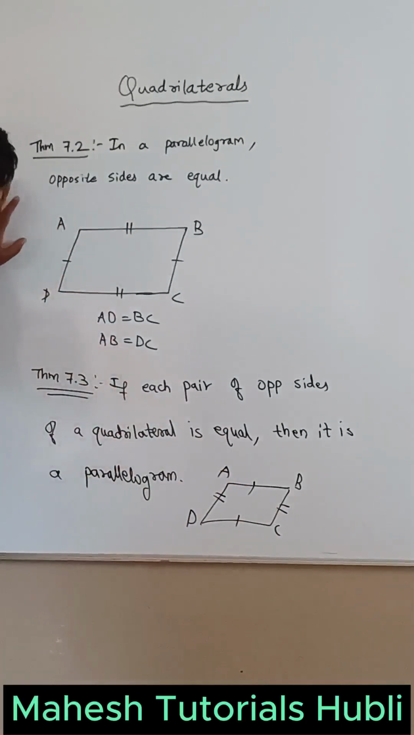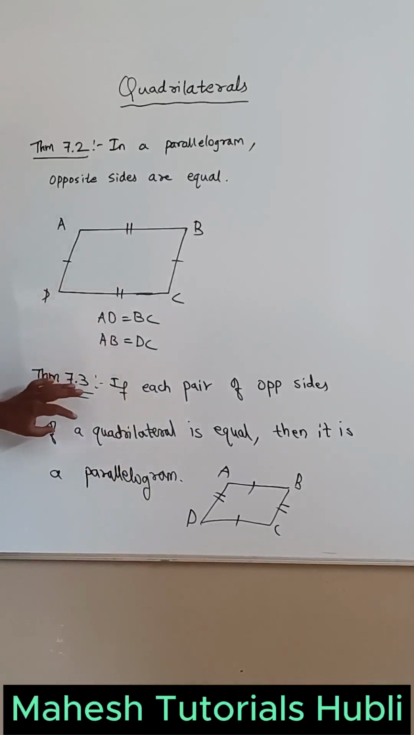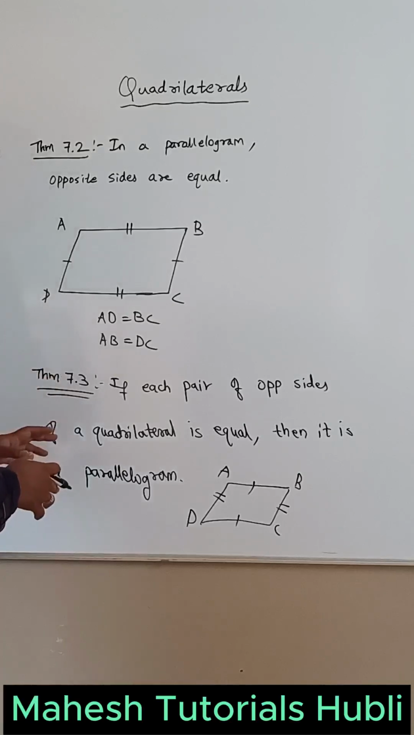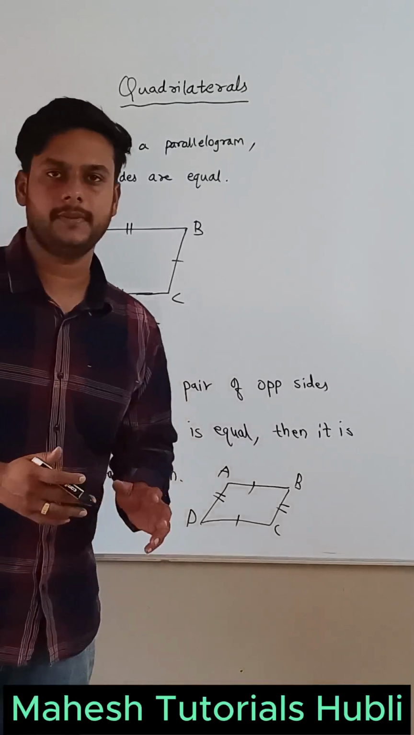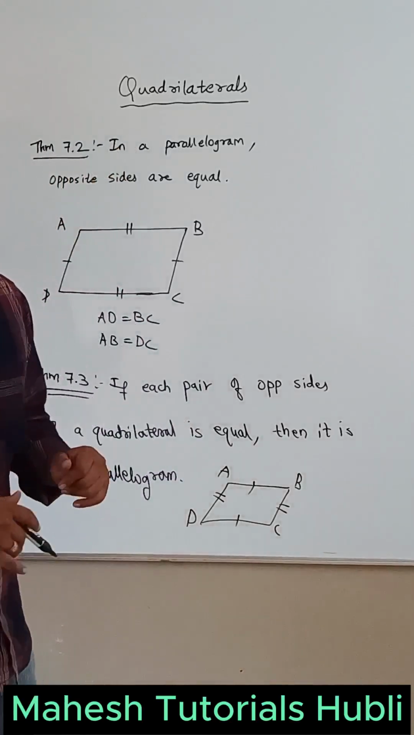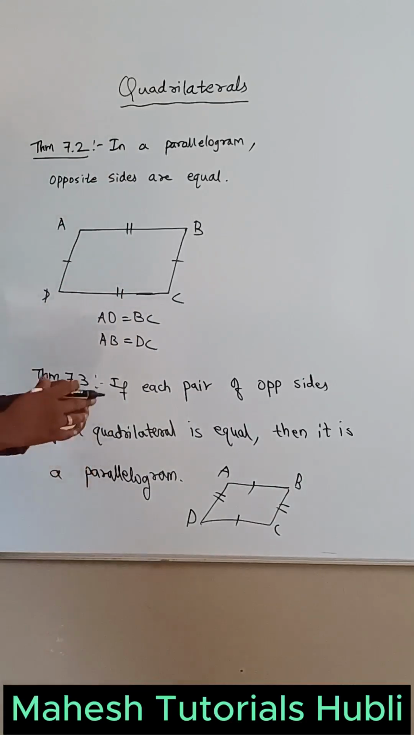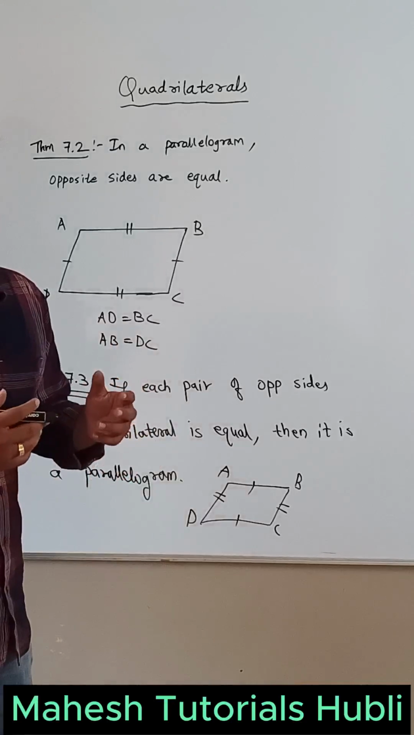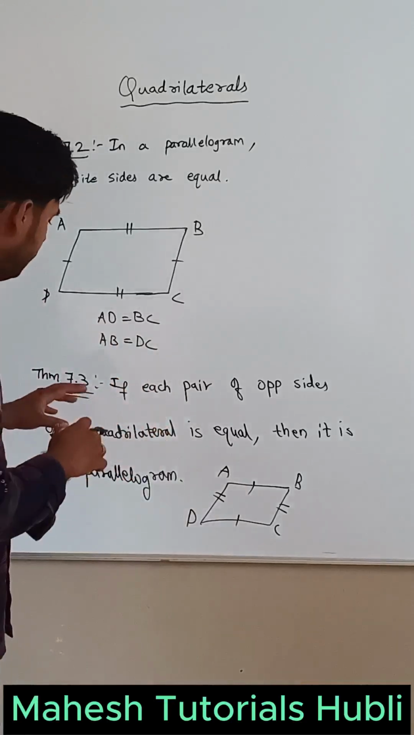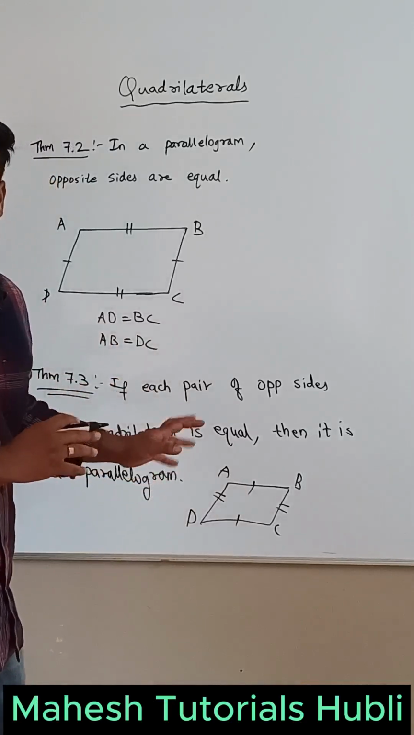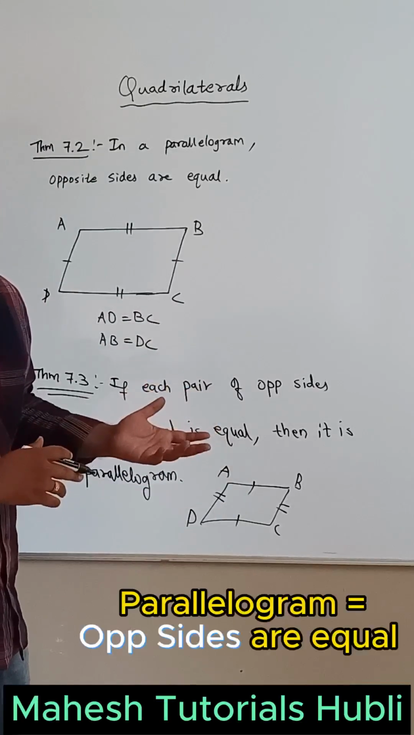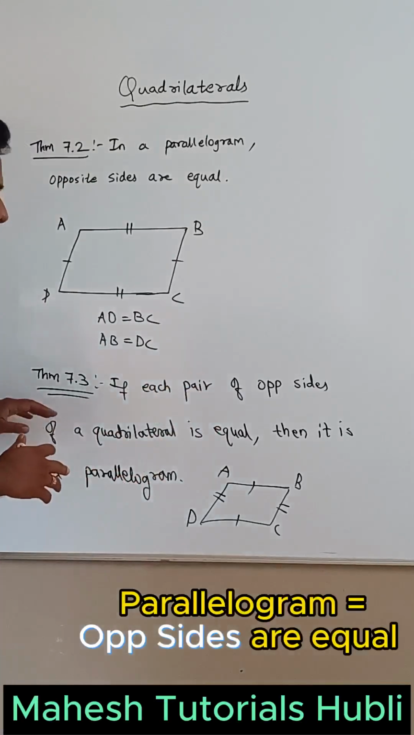If you understand theorem 7.2, you will understand theorem 7.3. 7.3 is the reverse of 7.2. Let's understand once again. This comes in a group. Basically what we are studying means we are studying the properties of parallelogram here. So in a parallelogram, opposite sides are equal. Here, if there is a quadrilateral, we don't know whether it is a parallelogram, square, we don't know what it is. But if I have any quadrilateral, and if you find opposite sides are equal, then that's a parallelogram. That's what theorem 7.3 is telling us.